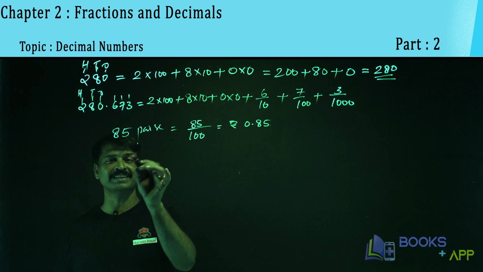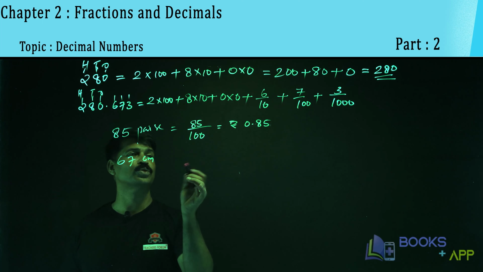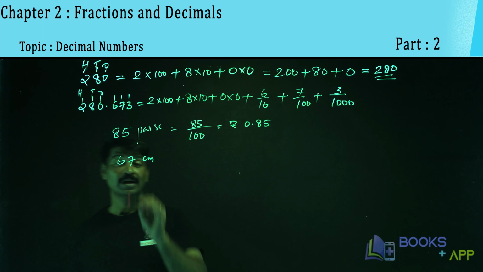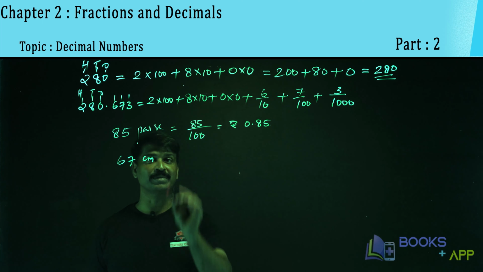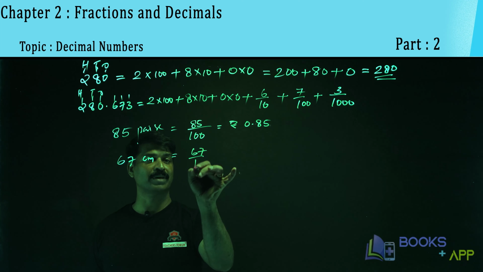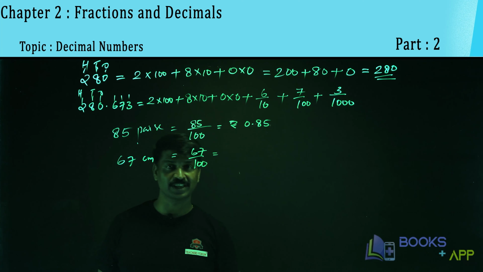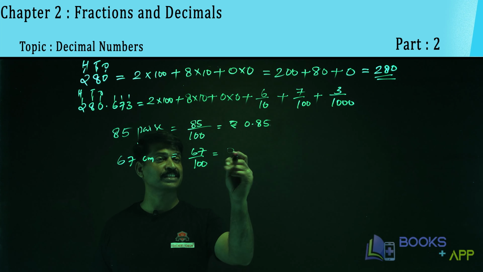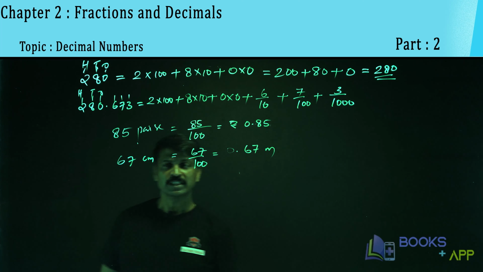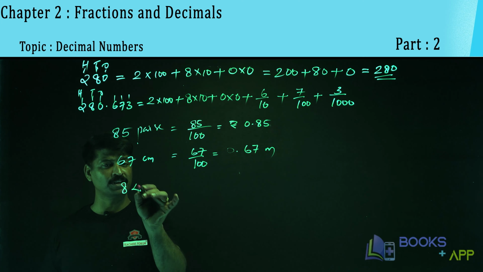Now you convert 67 centimeter into meter. Into meter you are going to convert this. 100 centimeter makes 1 meter. So how can you convert this into meter? Yes, 67 by 100. So that is equal to, what is the answer? How many meters? Yes, 0.67 meter. Suppose you are given 845 gram.